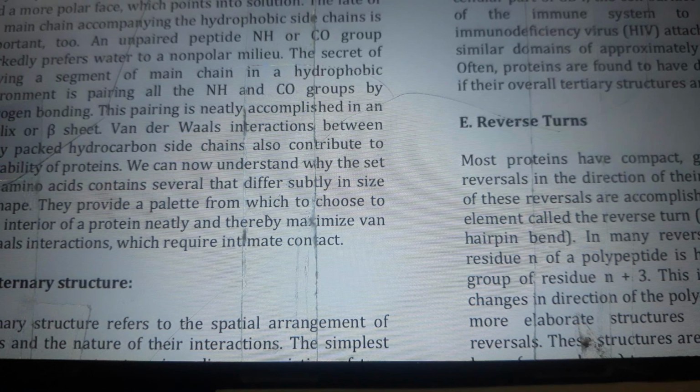We can now understand why the set of 20 amino acids contains several that differ subtly in size and shape. They provide a palette from which to choose to fill the interior of a protein neatly and thereby maximize van der Waals interactions, which require intimate contact.